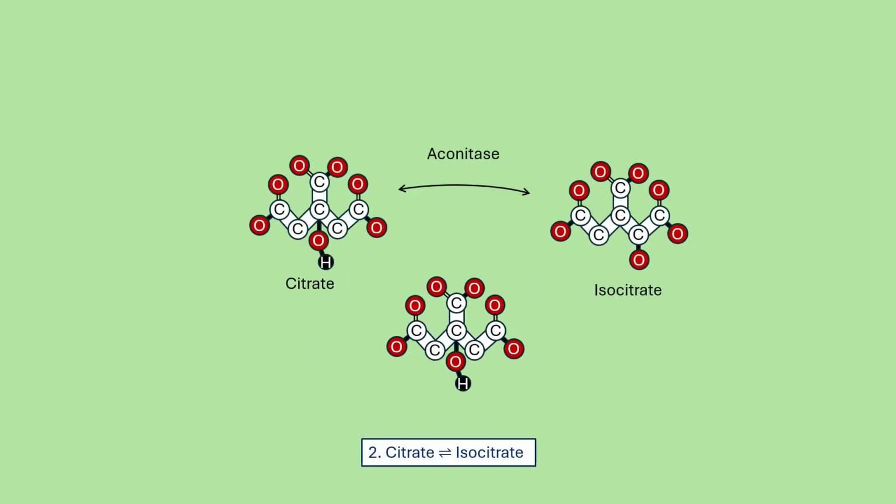Step 2 is a reversible isomerization reaction. This means that the chemical formula stays the same, but the chemical structure changes. In this case, citrate is turned into isocitrate by aconitase, moving an OH group from the center carbon to an adjacent carbon. And also from now on, if you see a single bonded red oxygen atom, assume it's in an OH group. This is to avoid visual clutter of adding in all the hydrogens.